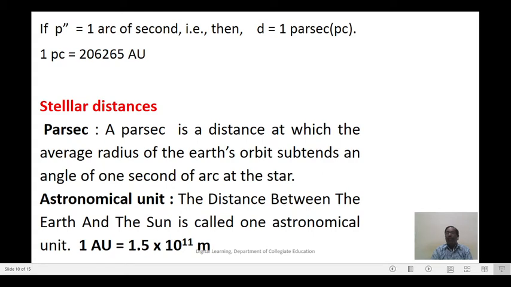Next, stellar distances. The distances we use in astrophysics are called stellar distances. First one, parsec. A parsec is a distance at which the average radius of the Earth's orbit subtends an angle of 1 second of arc at the star. Next, astronomical unit. Astronomical unit is the distance between the Earth and the Sun, that is 1.5 into 10 to the power of 11 meter. So 1 astronomical unit equals 1.5 into 10 to the power of 11 meter.